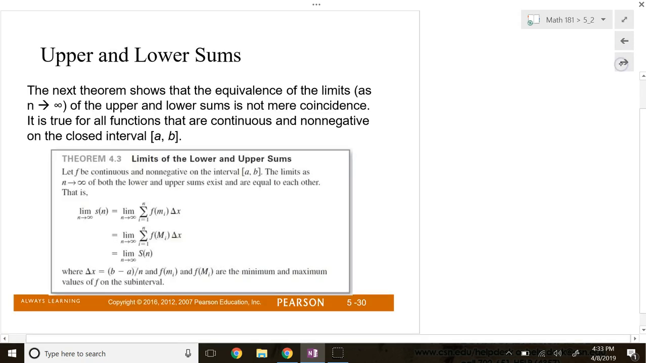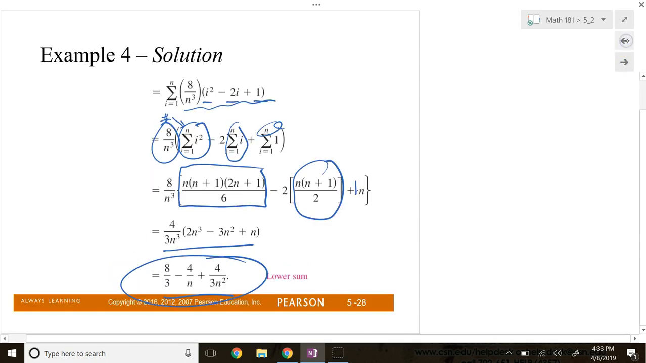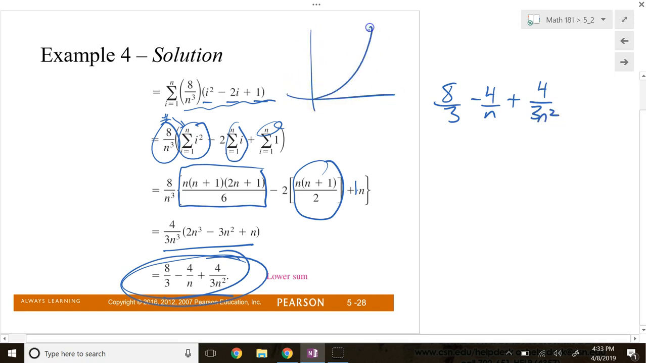Well, notice that the lower sum, I'm sorry, right here, is 8 thirds minus 4 over n plus 4 over 3n squared. Well, if you run the limit as n goes to infinity so that you have no error on this, you got 4 over infinity, that goes to 0. This goes to 0, and you're left with 8 thirds.